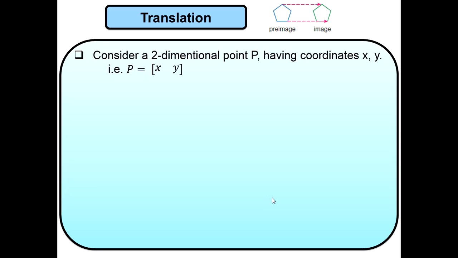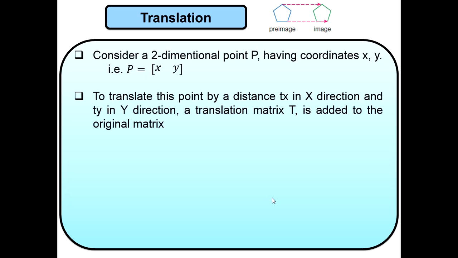So this is what translation is, and we will see how translation can be done for your image. For this, consider a two-dimensional point P having coordinates x, y. For translation of this point P(x, y), let Tx be the movement in the x direction and Ty be the movement in the y direction. So we have the translation matrix T, that is Tx, Ty. Tx is the translation movement in the x direction and Ty is the translation movement in the y direction.